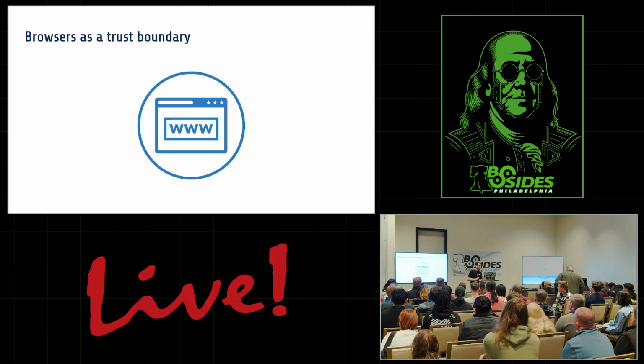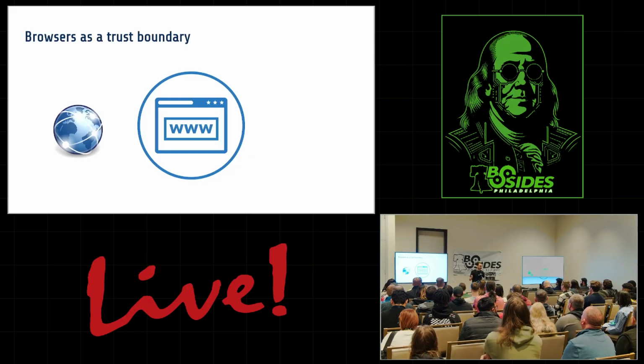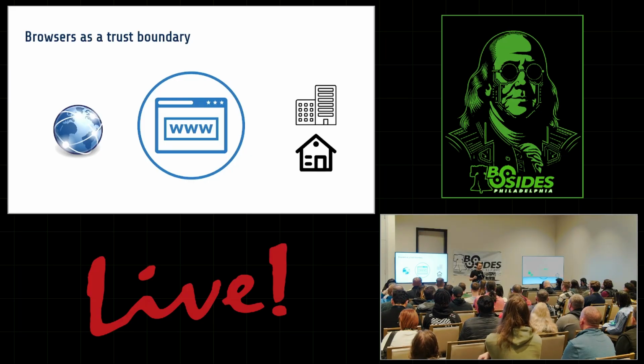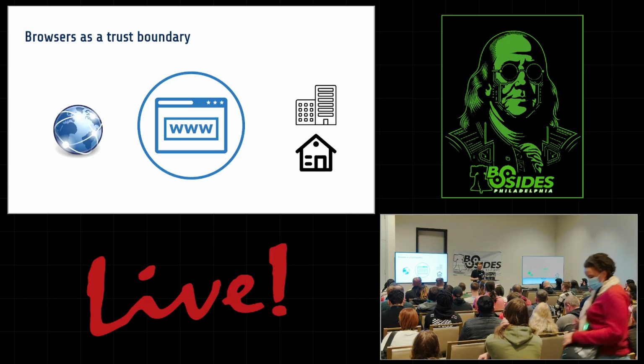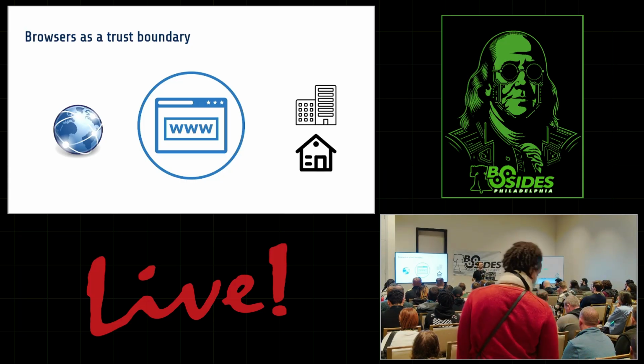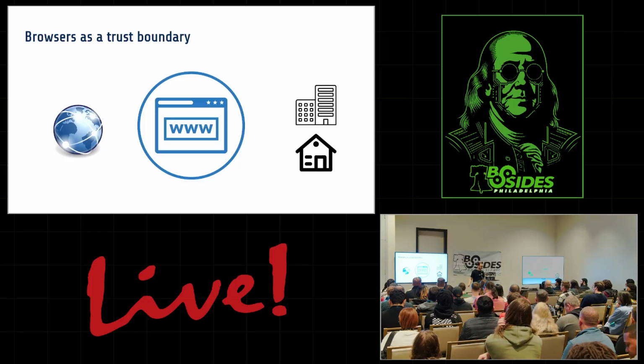Browsers are a very important trust boundary, and specifically a network trust boundary. Why is that so? Because it lets the internet talk to, or rather access, our private networks, right? It can be your home network, your enterprise network, or your localhost as well, services running on your localhost. And that trust boundary has been exploited for a very long time.